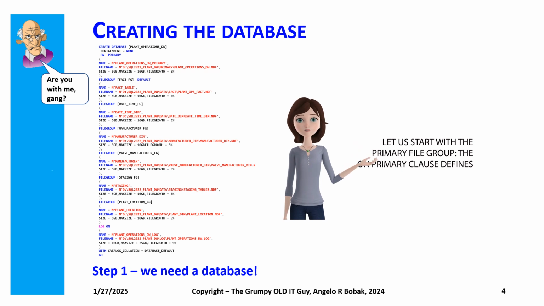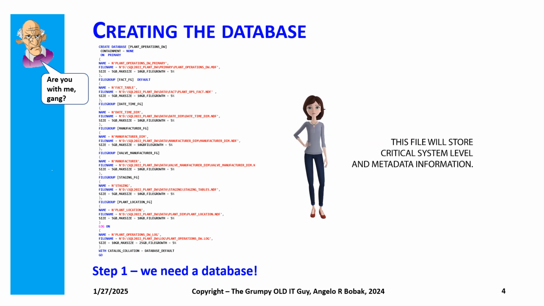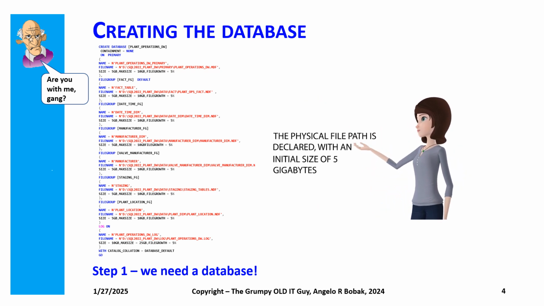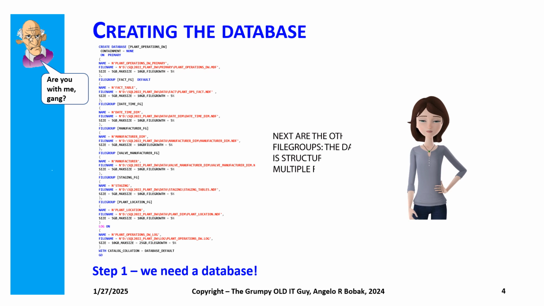The PRIMARY clause defines the primary storage file for the database, named Plant Operations DW Primary. This file will store critical system-level and metadata information. The physical file path is declared, with an initial size of 5 gigabytes and a maximum size of 10 gigabytes, and it will grow in increments of 5 as needed. Next are the other file groups.